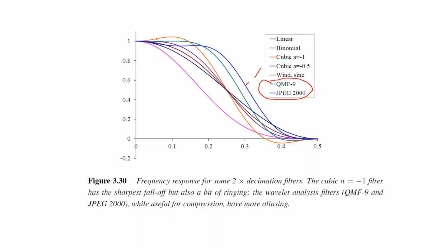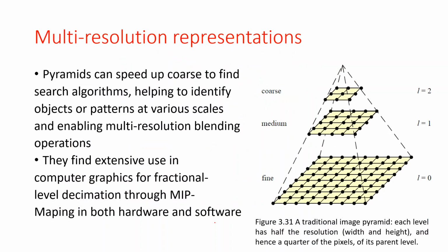There is a linear. The results are very poor. When compared to JPEG, it is much better. Okay, that's what was mentioned. The next one is multi-resolution representation.